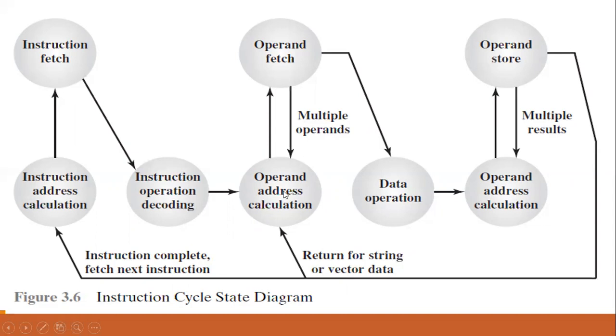After that, the next step is operand address calculation. From your instruction, you will get the address for your operands. Sometimes it is directly given, but sometimes you might have to calculate the address of your operand from where you have to fetch it. Then the operand is fetched from that location. If there are multiple operands, this will continue until all the operands are fetched into your CPU registers.